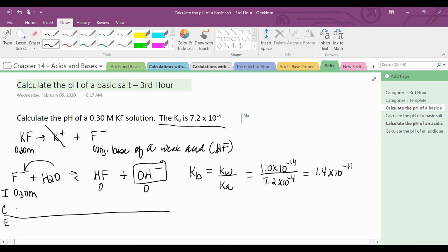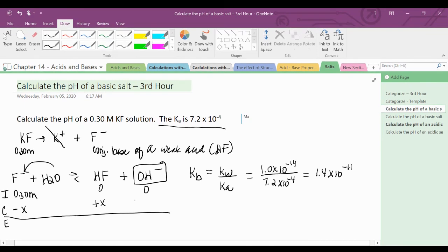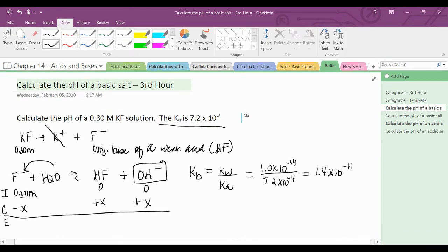The fluoride ion is going to react with water, so it's going to decrease. And we're going to produce HF and produce OH. And again, the coefficients in front of my x's are going to be 1s because the coefficient in my equation is a 1. So I get 0.3 minus x, and then x, and x.